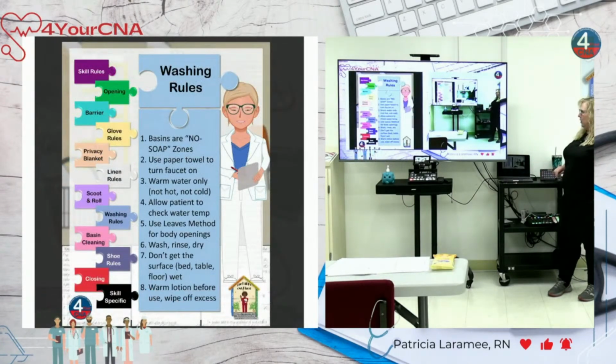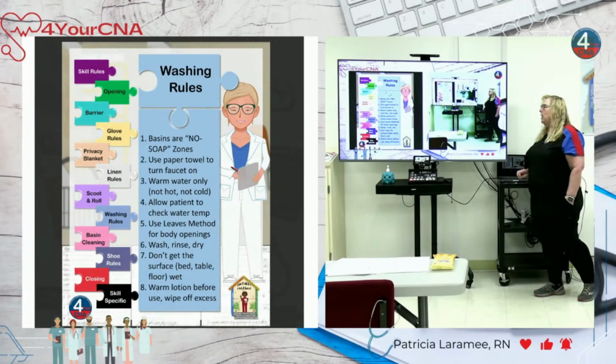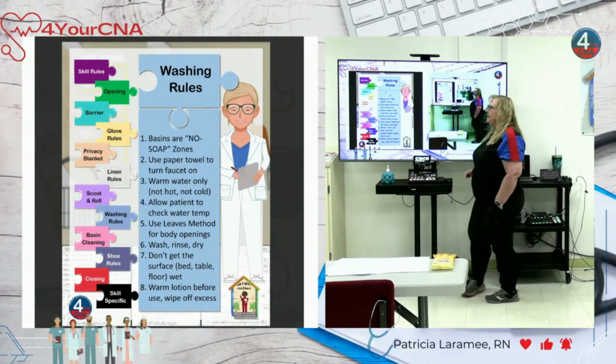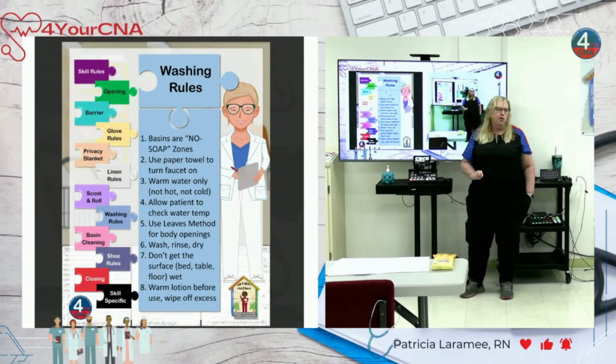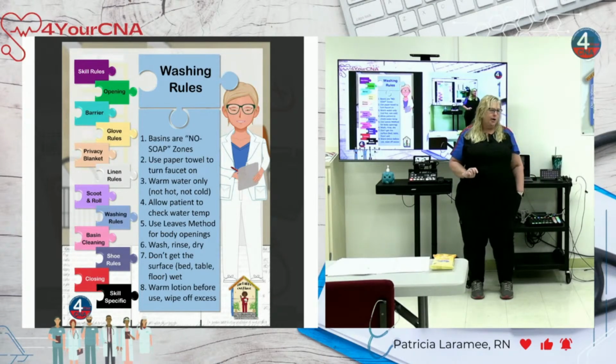All right, so this is a washing skill. So let's review the washing rules one more time. Basins are no soap zones. We don't put soap in the water because we need water for rinsing. We're going to use a paper towel to turn that faucet on, and we're going to check the water. What temperature should it be? Warm. Who else checks the water?